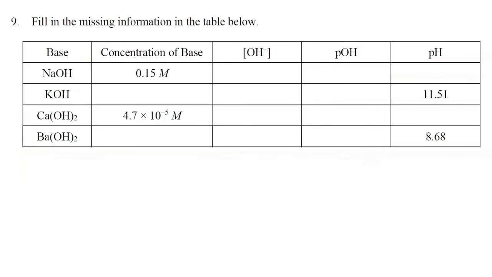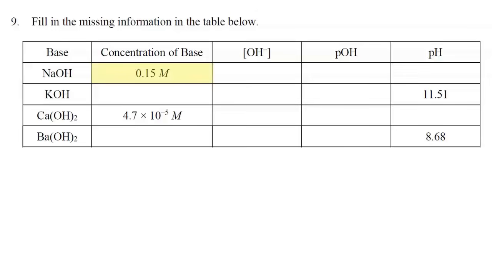With question 9, we have 4 bases: sodium hydroxide, potassium hydroxide, calcium hydroxide, and barium hydroxide. Fill in the missing information in the table below. So in this table, we see the chemical formula of the base. We see the concentration of the base as well as the concentration of the hydroxide ion. Those two values are not necessarily going to be the same. We have the pOH and the pH. Let's start with sodium hydroxide.